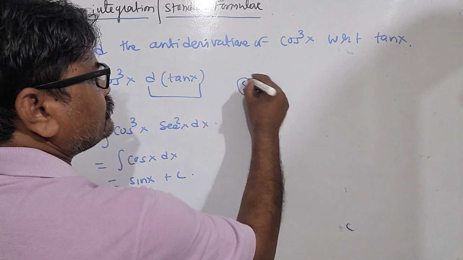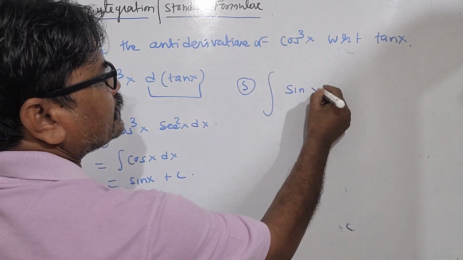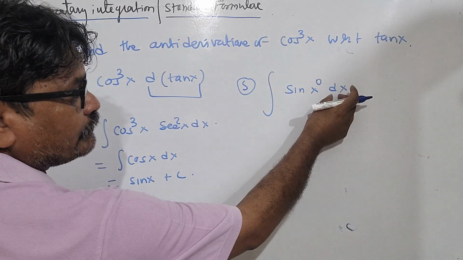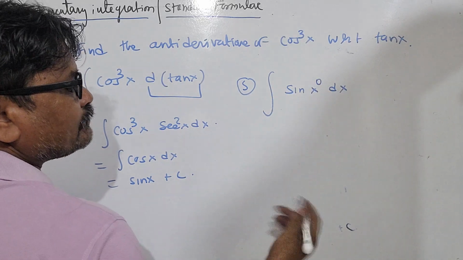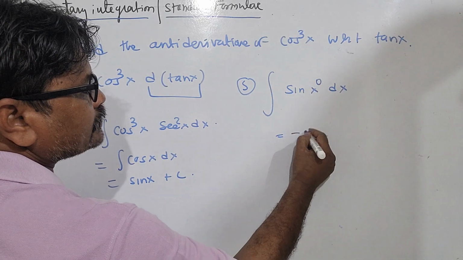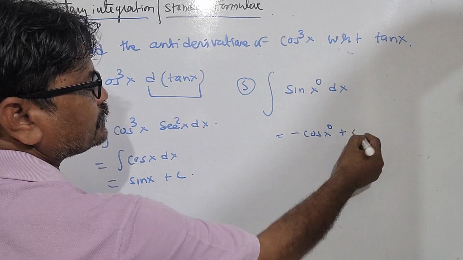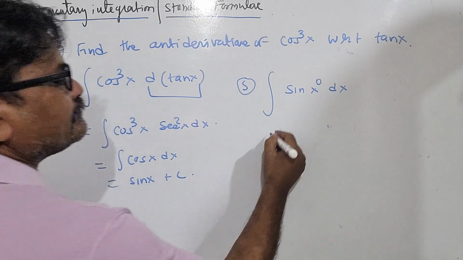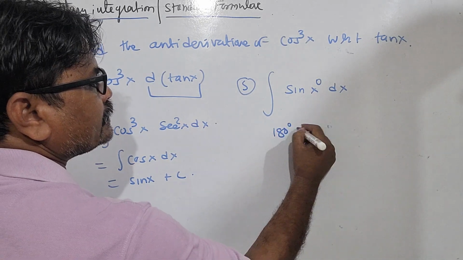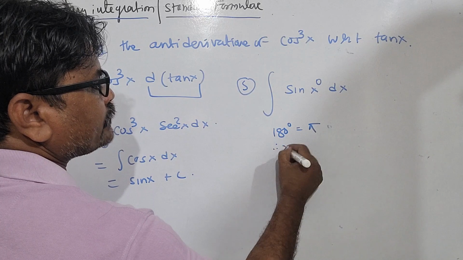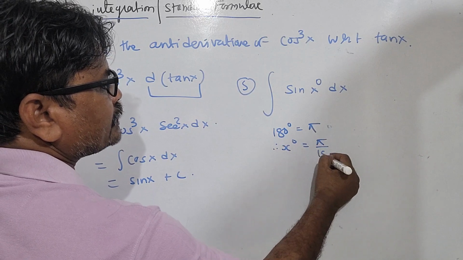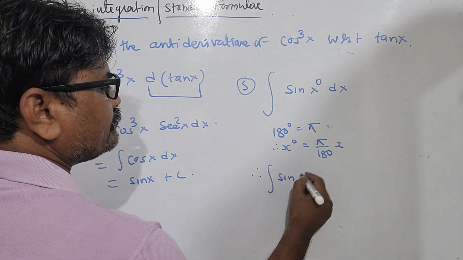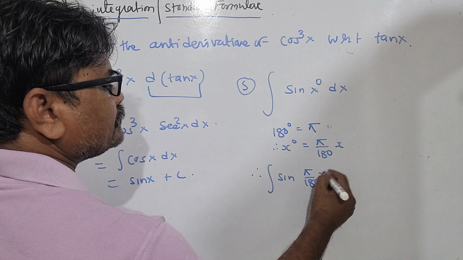Suppose that I want to do the integration of sine of x degree with respect to dx. So the variable is x over here, but here it is x degree. So what to do now? This is not like minus cos of x degree plus c, not like that. Correct? So first of all, we have to convert this x degree into radian. We know that 180 degree is equal to pi radian. Correct? So therefore, x degree equals pi by 180 into x. So I can write it as the integral of sine of pi by 180 into x dx.